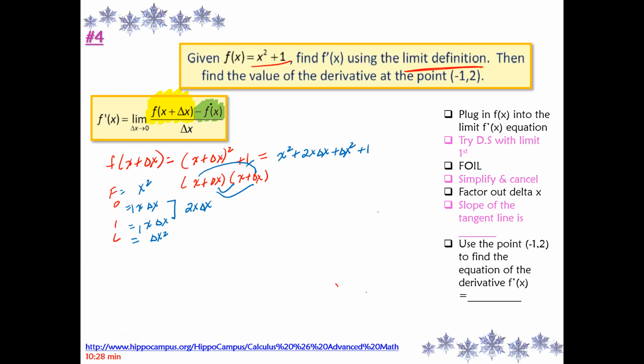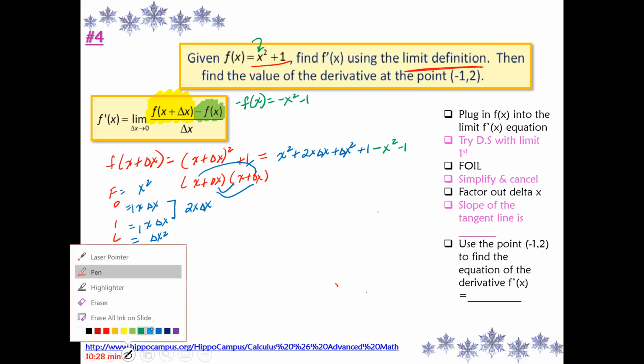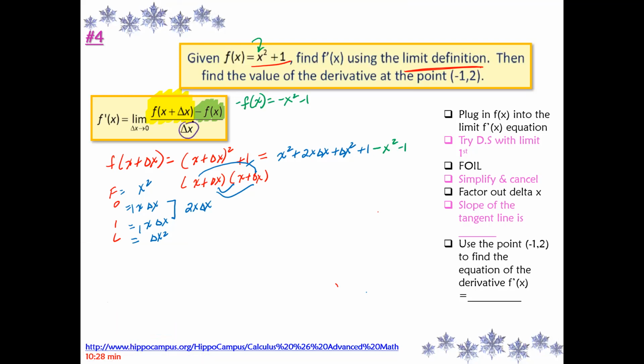Next part is a negative f of x. Negative f of x means I just simply change the signs. So negative x squared minus 1. So make sure you tag that along. Negative x squared minus 1. And this thing is all the way over delta x.